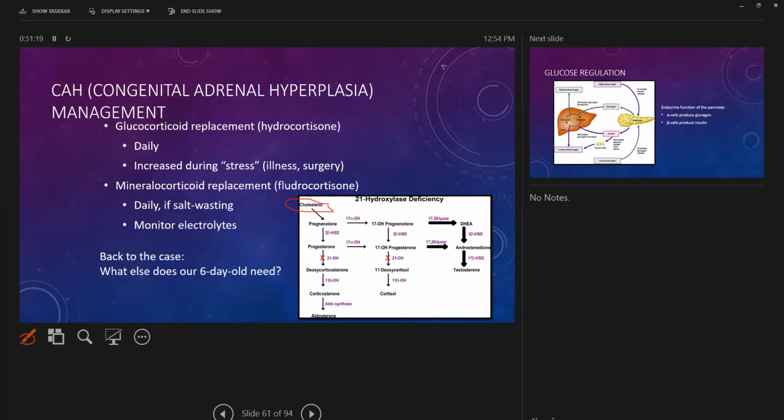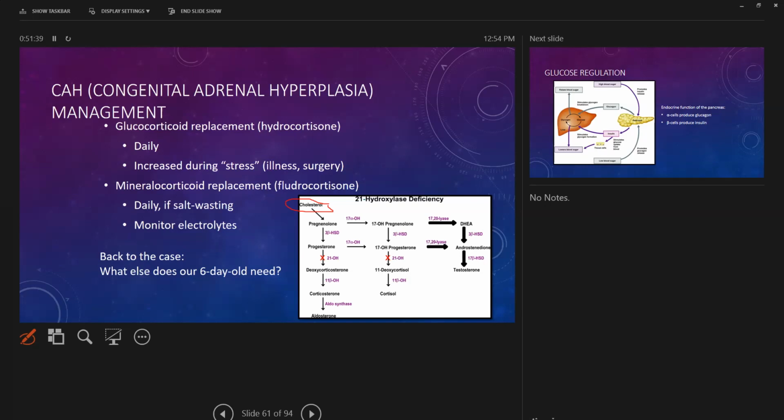So how is congenital adrenal hyperplasia treated? It's treated with glucocorticoid replacement in the form of hydrocortisone. This is daily and can be increased in times of stress, as the body will need more, like illness and surgery.